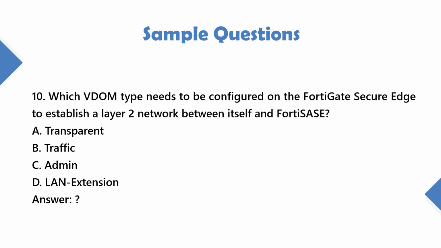10. Which VDOM type needs to be configured on the FortiGate Secure Edge to establish a Layer 2 network between itself and FortiSASE? A. Transparent. B. Traffic. C. Admin. D. LAN extension.